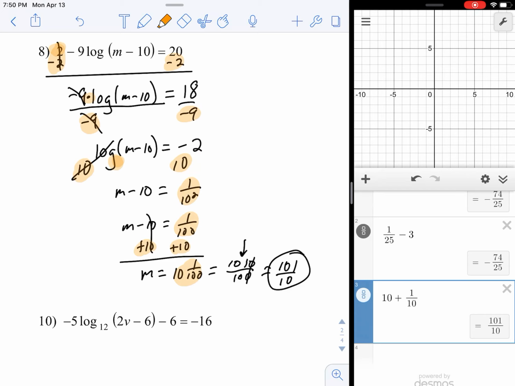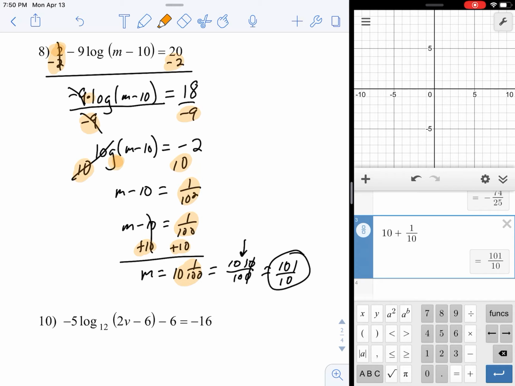Oh, I typed it into the calculator wrong, for crying out loud. I typed 10 plus 1 over 10. It's supposed to be 10 plus 1 over 100. Oh my gosh. Well, I could just stop recording and go back and redo all this, but then it'd be kind of like lying. I think it's fair for you to see that I made a mistake.